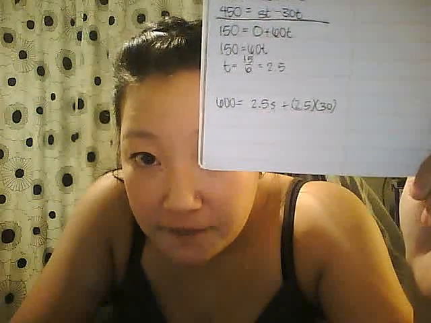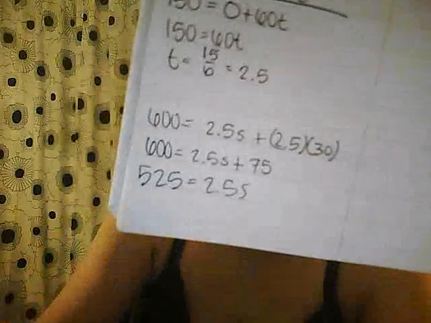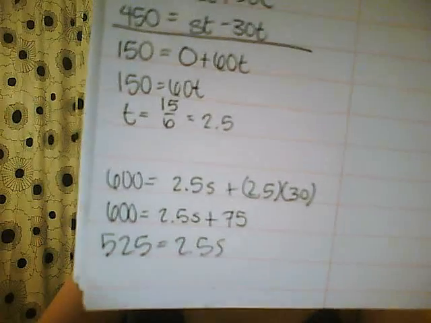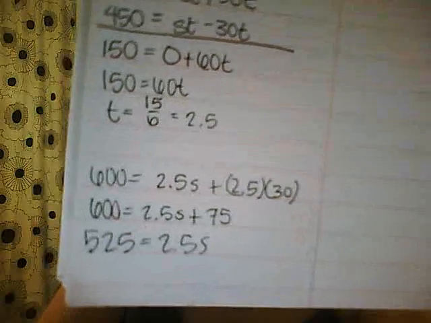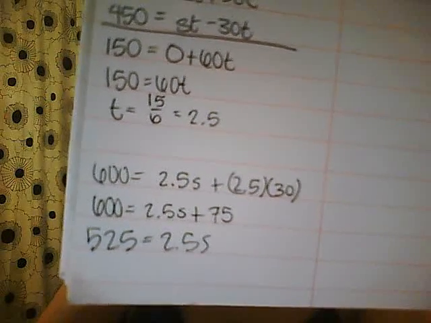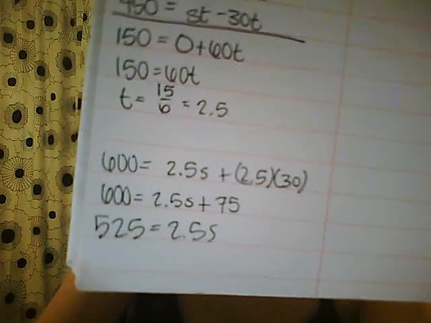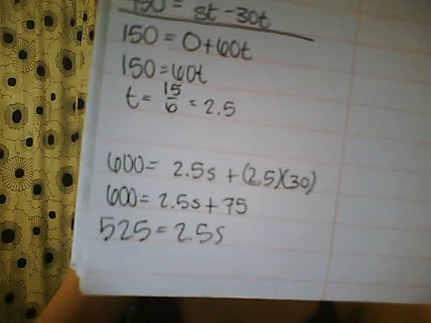So 600 equals 2.5s plus 75. 600 minus 75 is 525 equals 2.5s. So that's where we're at there. Now, obviously, s is just 525 divided by 2.5, which equals 210.